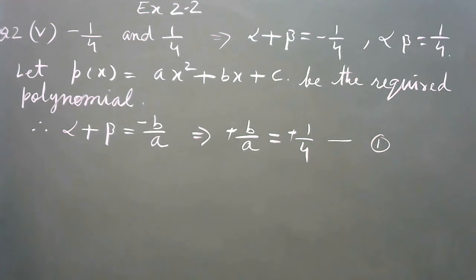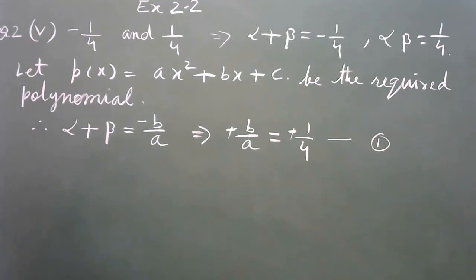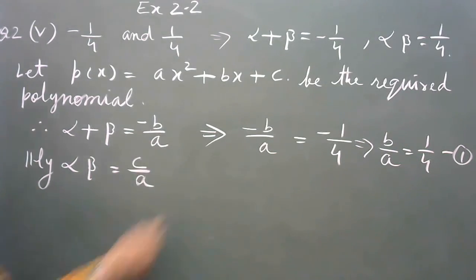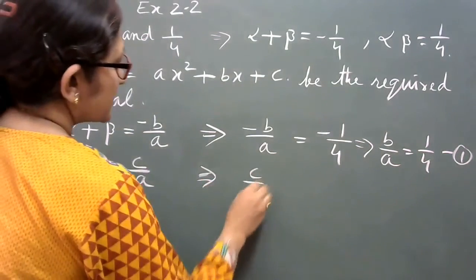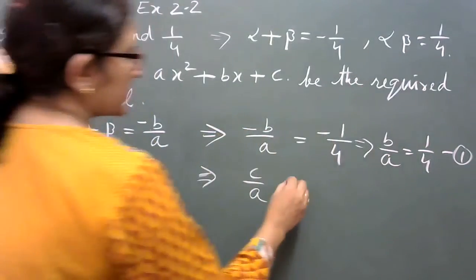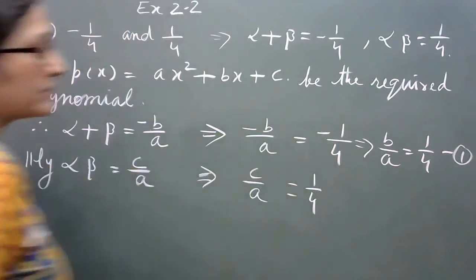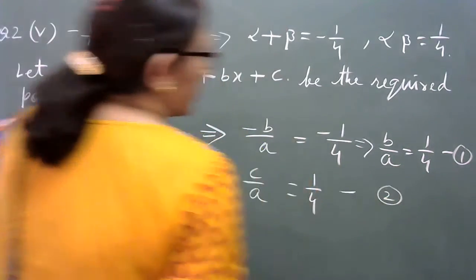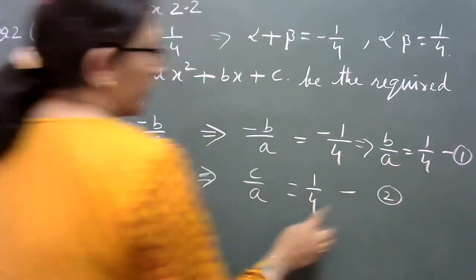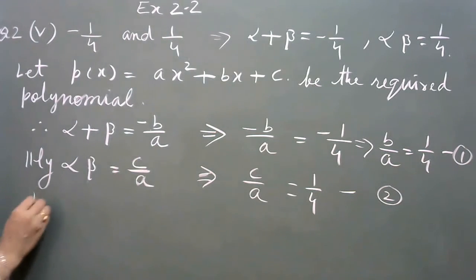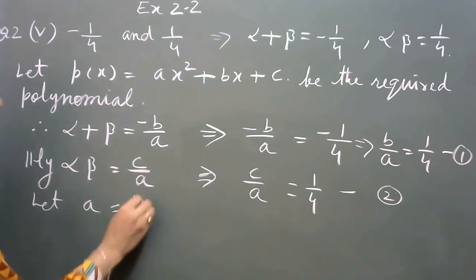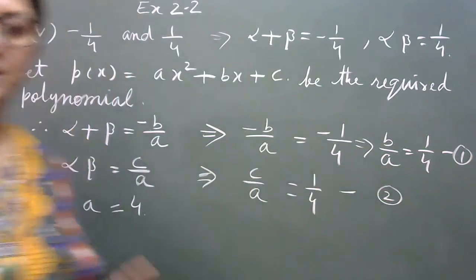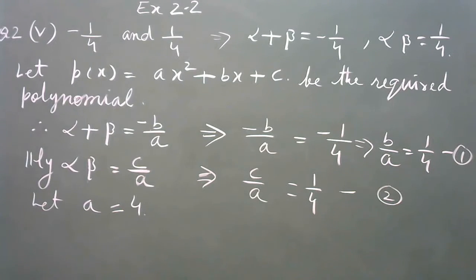Now the second one: alpha into beta is equal to c over a, which means c over a is the product of zeros. Substitute the values. It is 1 by 4. Let it be equation number 2. Now in these two, the denominator is 4. So let a be equal to 4, because both the denominators are equal. The LCM of these two 4s will be the same. So a is equal to 4.